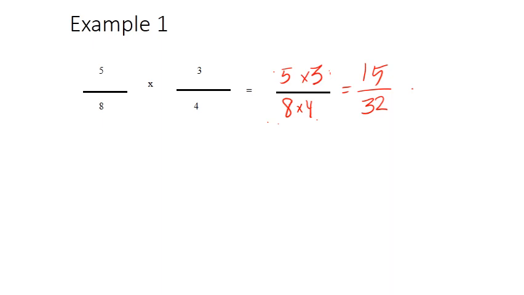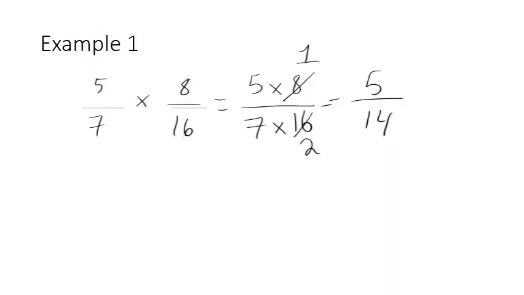Let us take another example. Suppose I have 5 over 7 times 8 over 16. Okay, you put the line of fraction, you put 5 times 8 over 7 times 16, and you start searching for two numbers you can simplify.